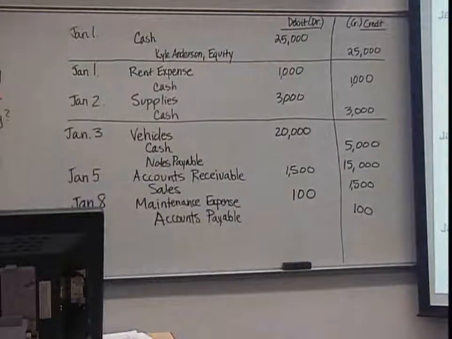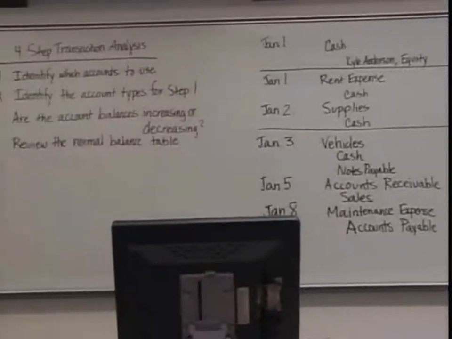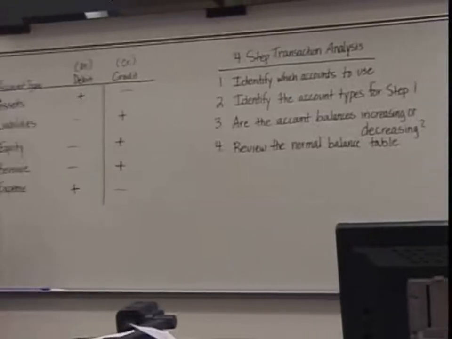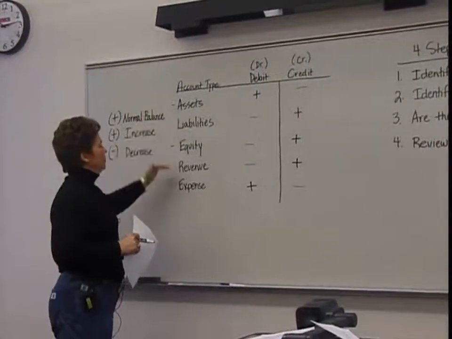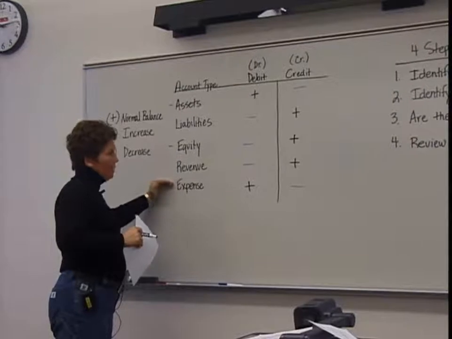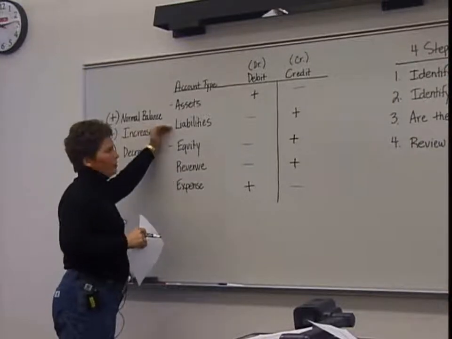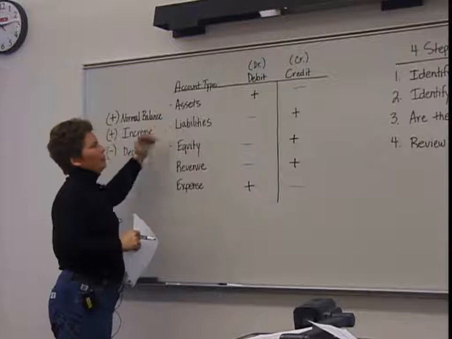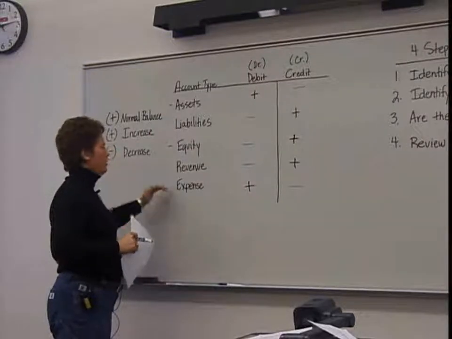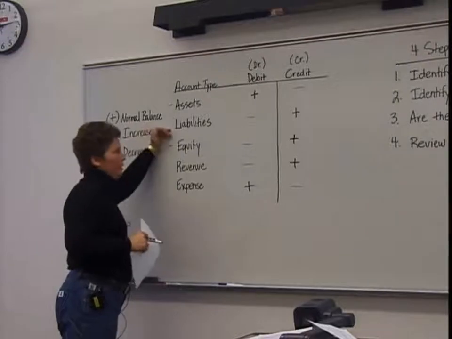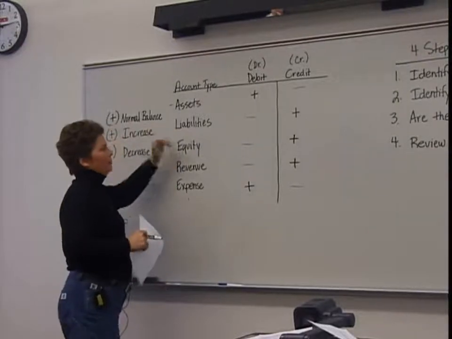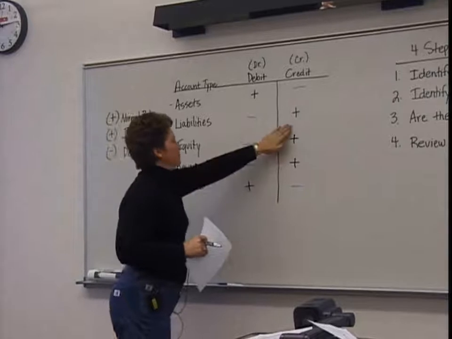Again, reviewing our four-step transaction analysis, we identified maintenance expense and accounts payable as the accounts. Maintenance expense is an expense type, and accounts payable is a liability. Are the account balances increasing or decreasing? The expense account is increasing. The liability account is increasing. But we do them on different sides.